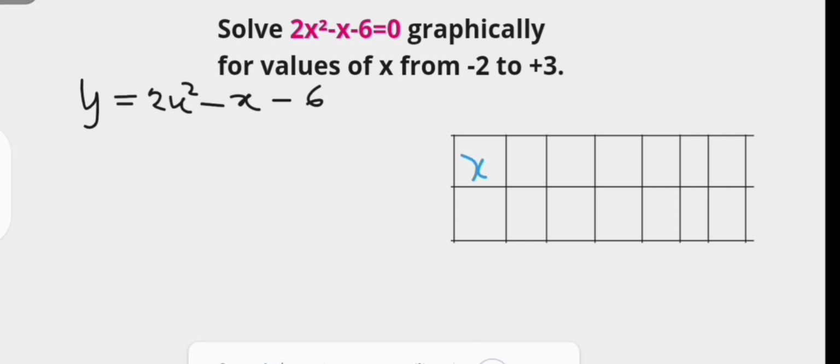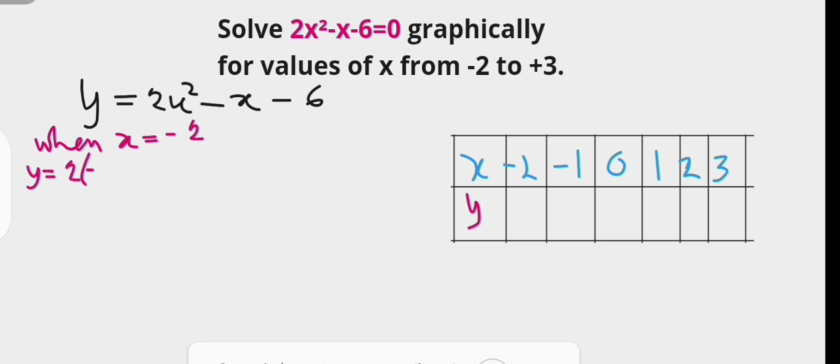The values of x given to us range from -2 to +3. So we have on the table for x -2, -1, 0, 1, 2, and 3. We will find the corresponding values of y by substituting the values of x into this equation. To start with, when x is -2, we put it in this equation. Y is going to be 2 times the square of -2 minus -2 minus 6.